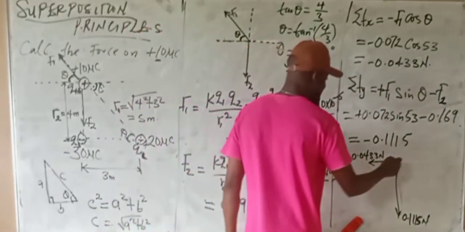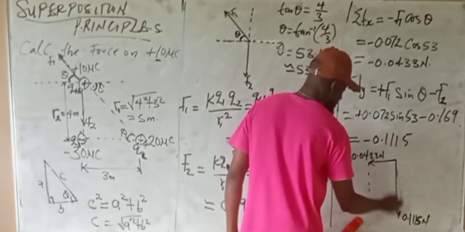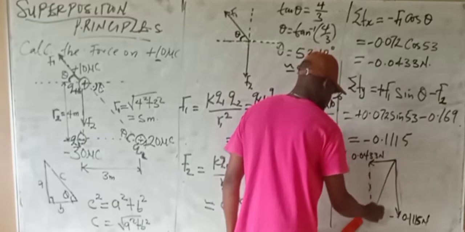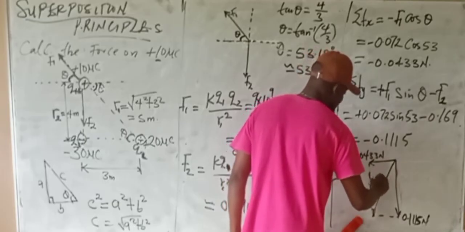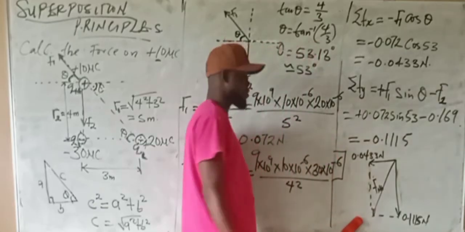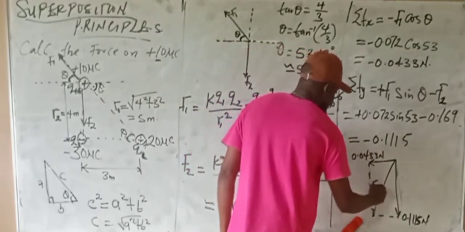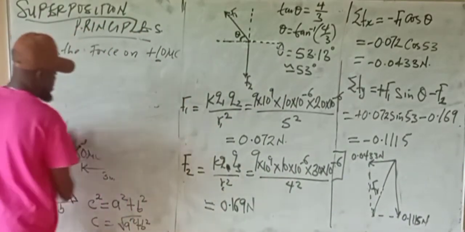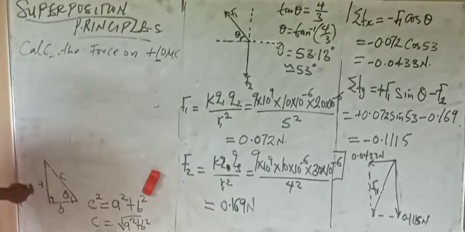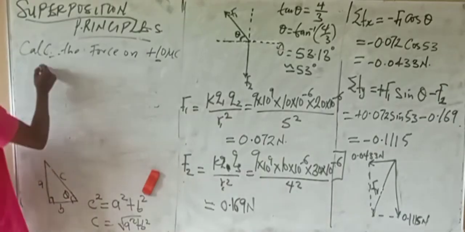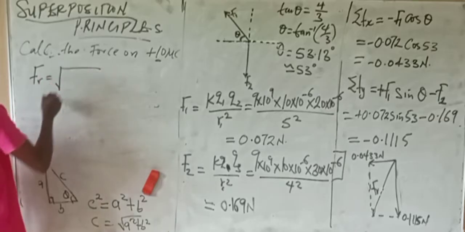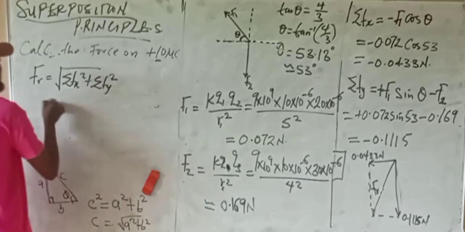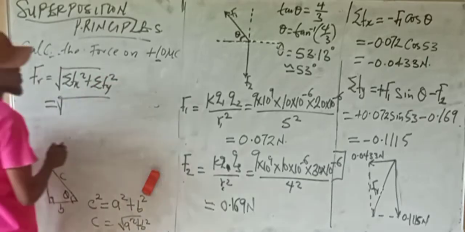The next thing, to get the direction now, to get the resultant, you just complete this into the form of a rectangle. This line will be the resultant force, the net force. So the resultant force will be equal to, also from Pythagoras theorem, the square root of the F of x squared plus F of y squared.